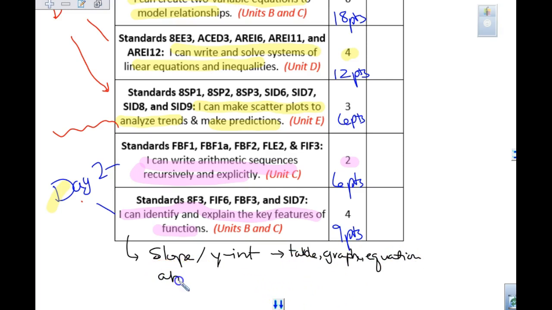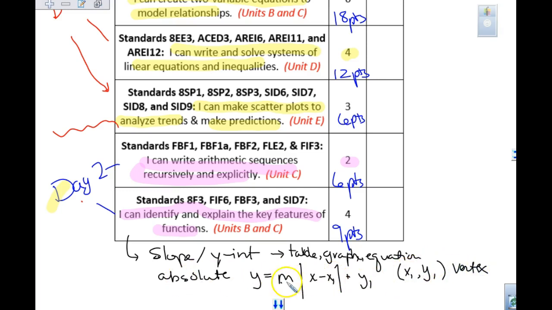Absolute value is the other one that we did. If you remember the absolute value functions, that's when we had the y equal. It looked kind of like point slope. Remember where we had the m out in front? And then we had our absolute value of x minus x1 plus y1. And remember, the x1, y1, this time was not a point on my line, but it was my vertex. And then if the m was a bigger number, it made it narrower. And if it was wider, like 1/4, m was.